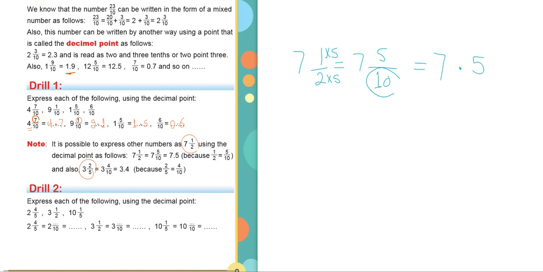3 and 2 over 5 equals how many? 5 must be equal to 10. So 3 stays, here times 5 and here times 2.